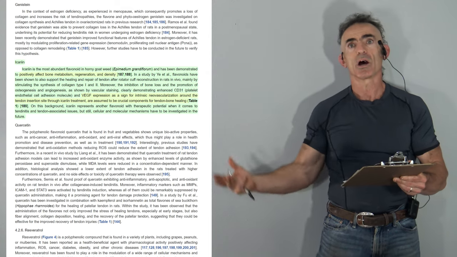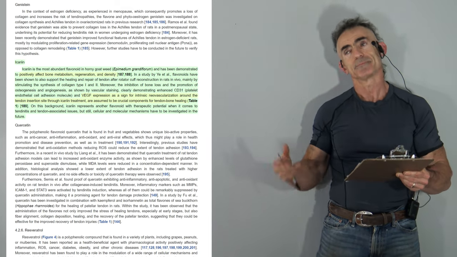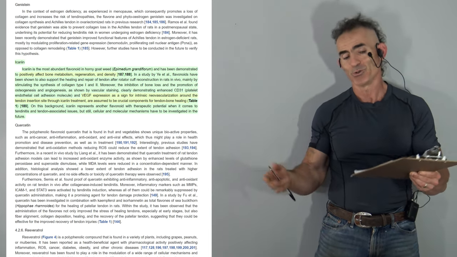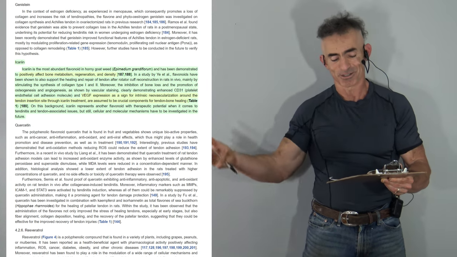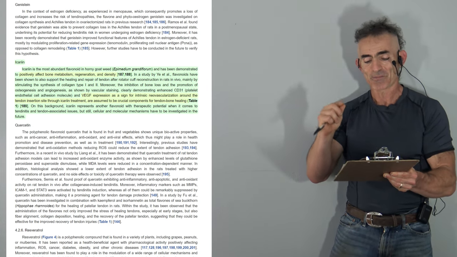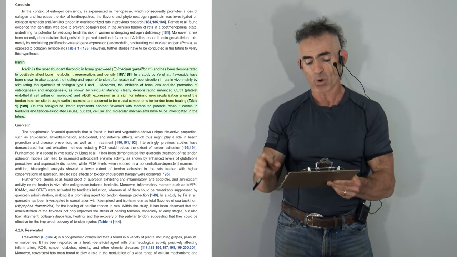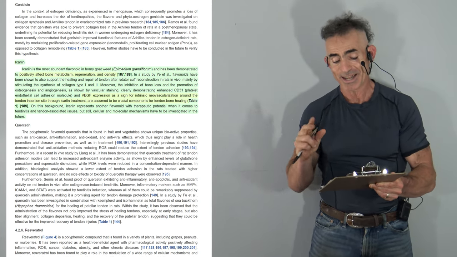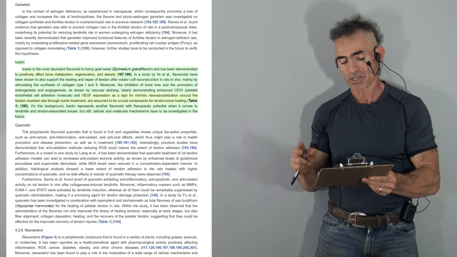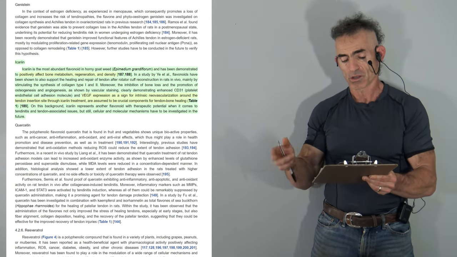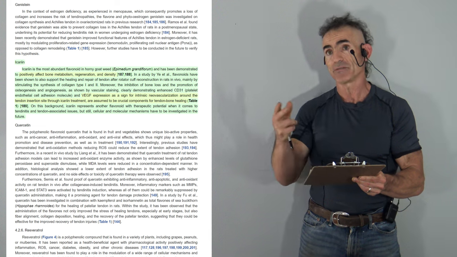Who would have ever thought from horny goatweed or bishop's hat? You choose the name. There are no laws. It represents, on this background, icariin as another flavonoid with therapeutic potential when it comes to tendinitis and tendon-associated issues. But still, cellular molecular mechanisms have to be investigated in the future.